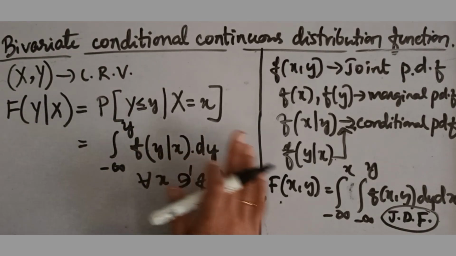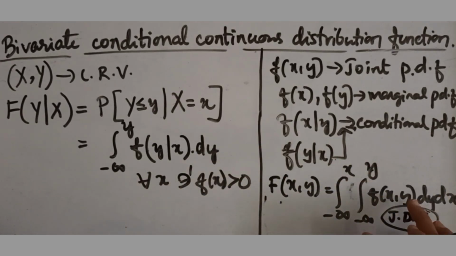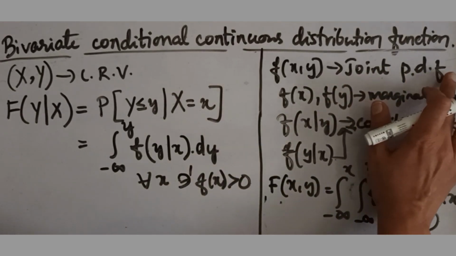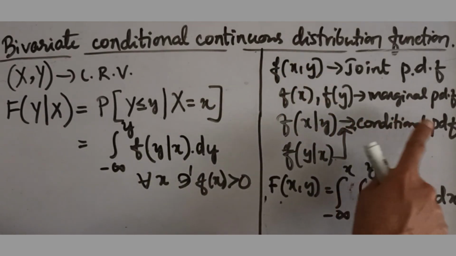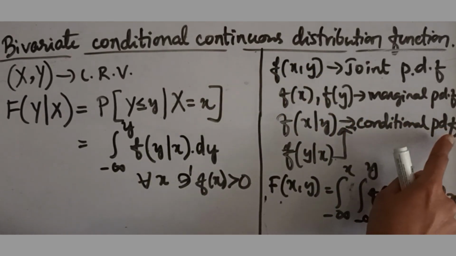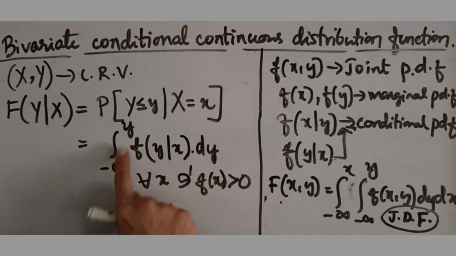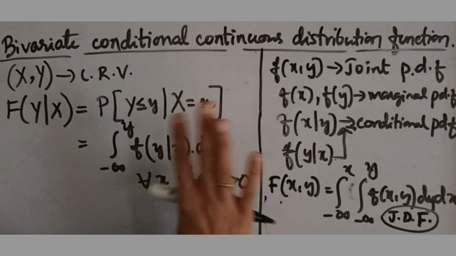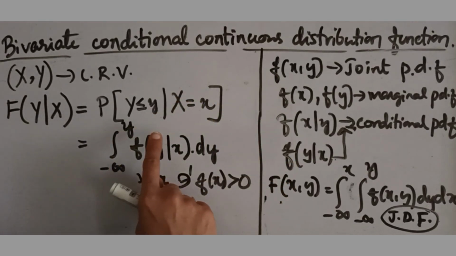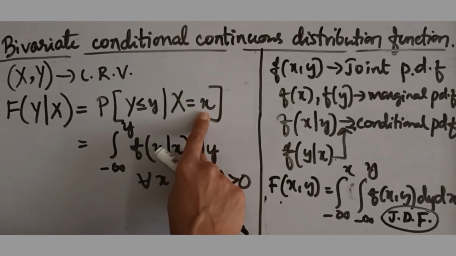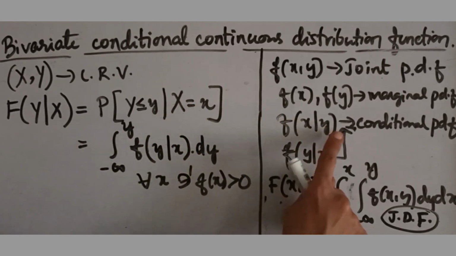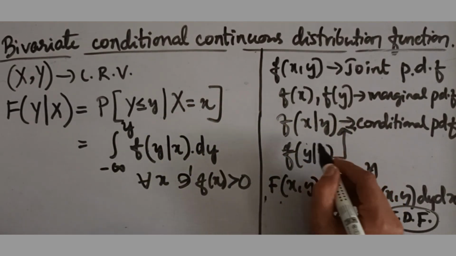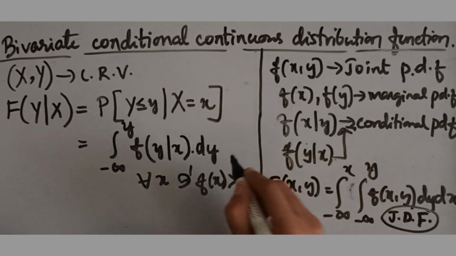You can write the conditional distribution function in terms of the joint probability density function also, but here I have defined it using the conditional probability density function itself, because it is directly available, so that you will get a single integral of this function, not the double integral. If you are using a double integral, then x equal to x, that is fixed, you can represent that using the double integral. That's why I have directly used here the conditional probability density function.